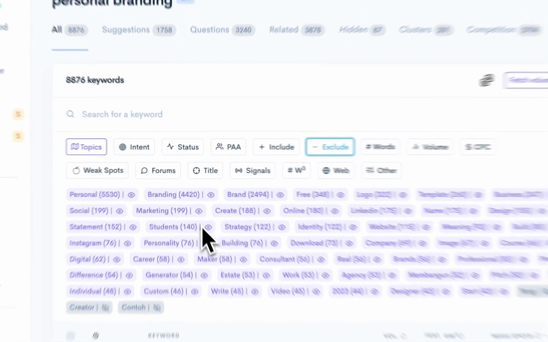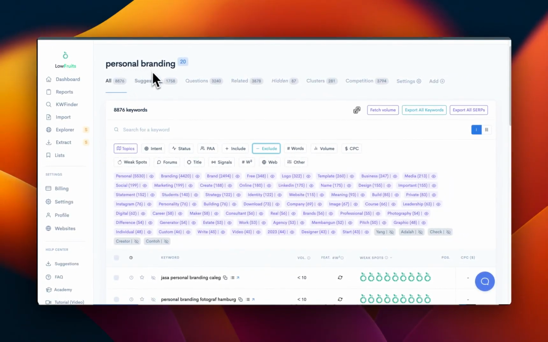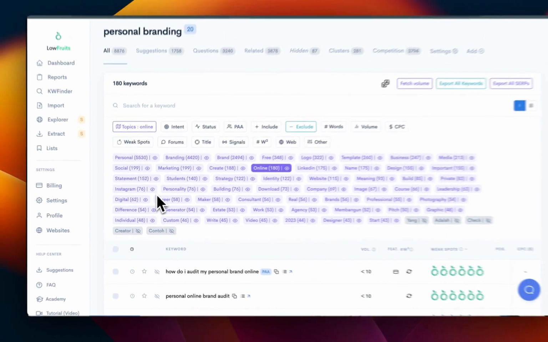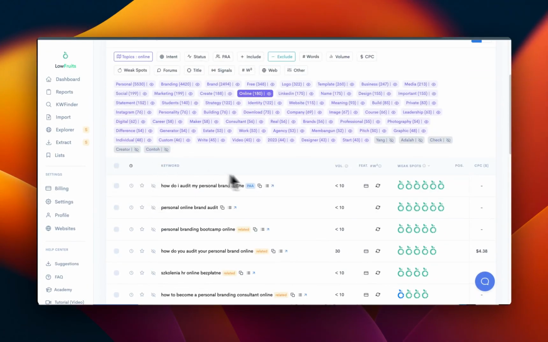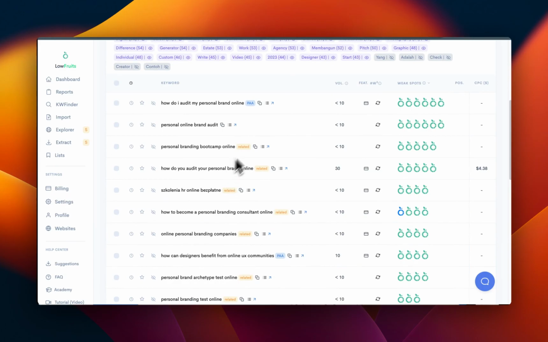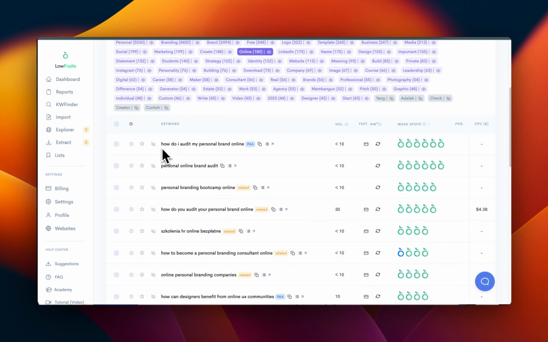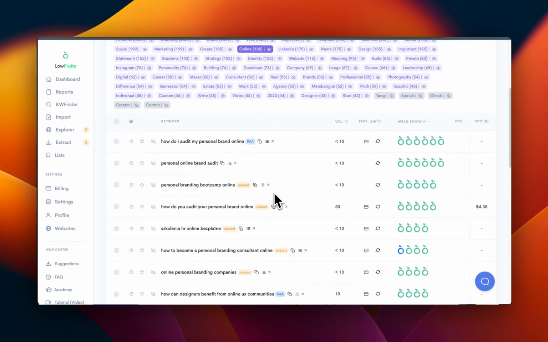And then the next thing I did, to drill down a little bit further, is I just looked at the word online. So I clicked on here because I know you're focusing on online branding, and I ran it for these keywords as well, and found a really good keyword to go after immediately. How do I audit my personal brand online? And look at all these low fruits that they found. And this was extracted from a PAA when they were analyzing my initial import, which is really cool.